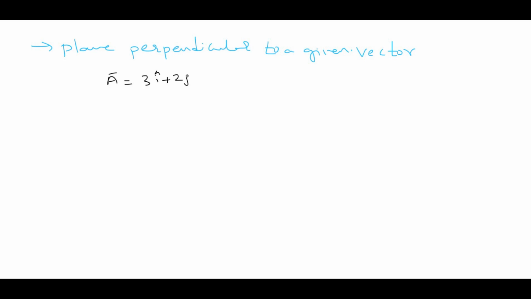Okay, now let's look at a plane perpendicular to a given vector. So let us consider a vector a bar is given, for example 3 i cap plus 2 j cap plus k cap. This is the vector given. Now we have to find the equation of the plane that is perpendicular to a bar, perpendicular to vector a bar.